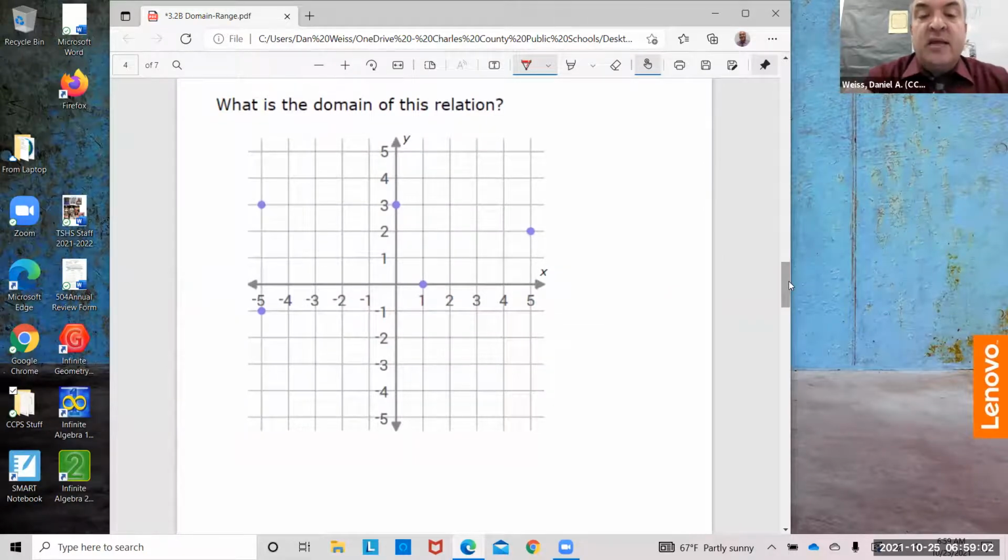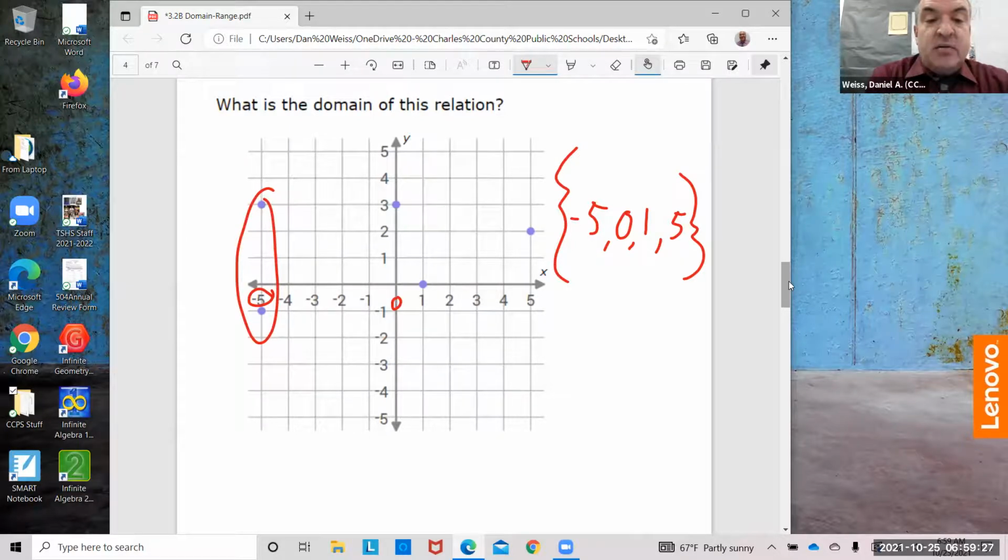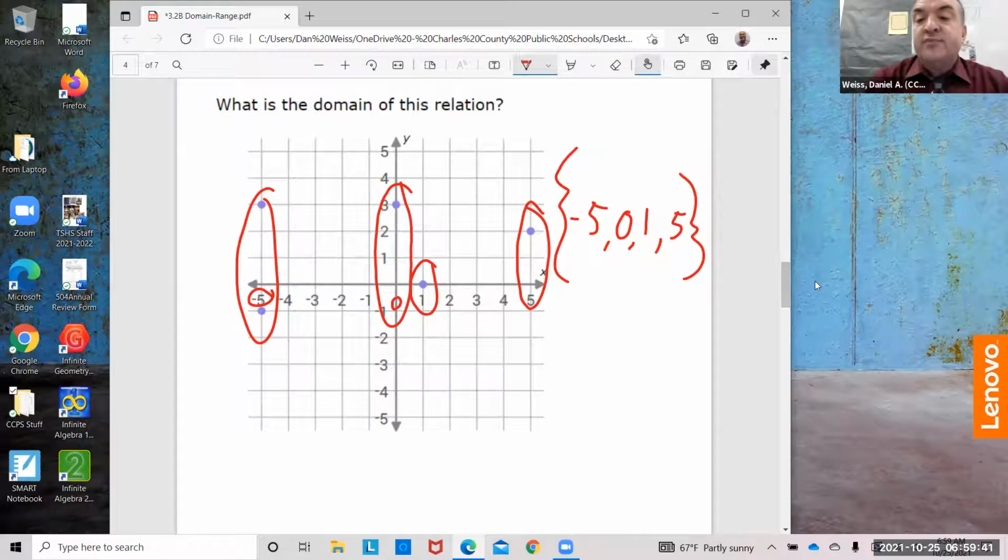What's the domain? The x values. Can you come up with the x values before I write it? -5, 0, right? This here is 0. 1, 5. Everyone understand why? -5 is here because there are points here. 0 because there's a point there. 1 because there's a point there. 5 because there's a point there. The x values is the domain.